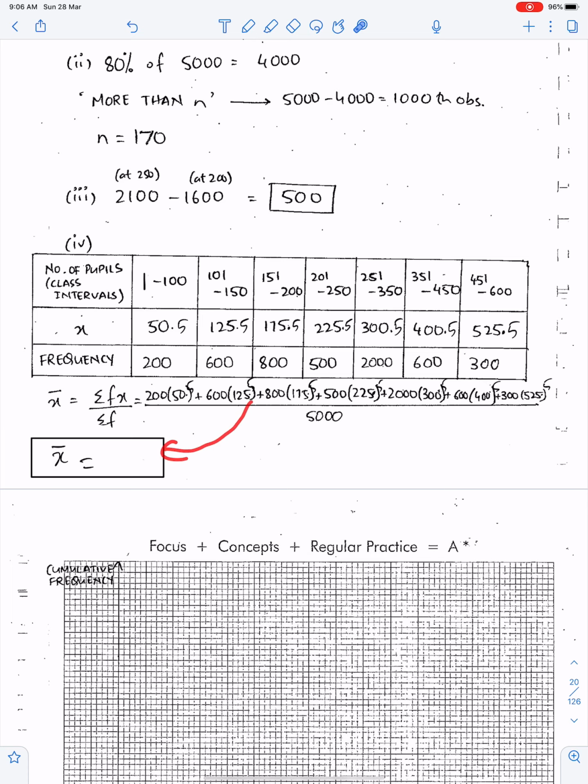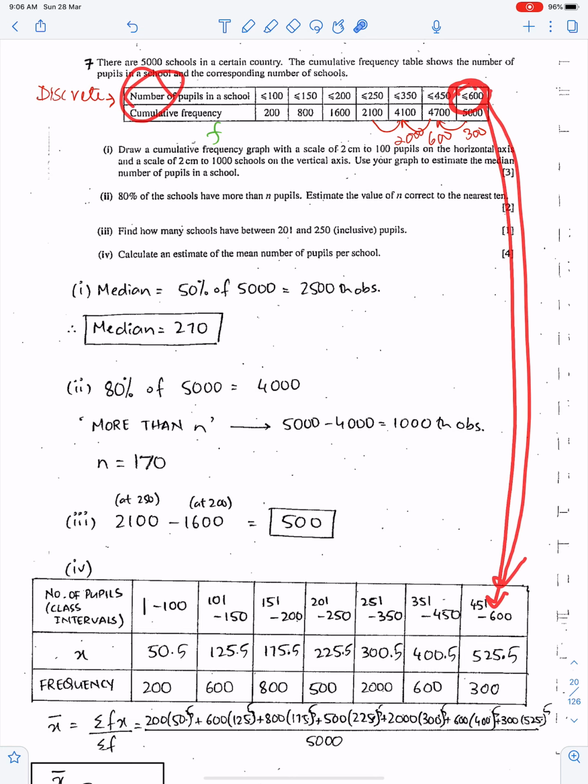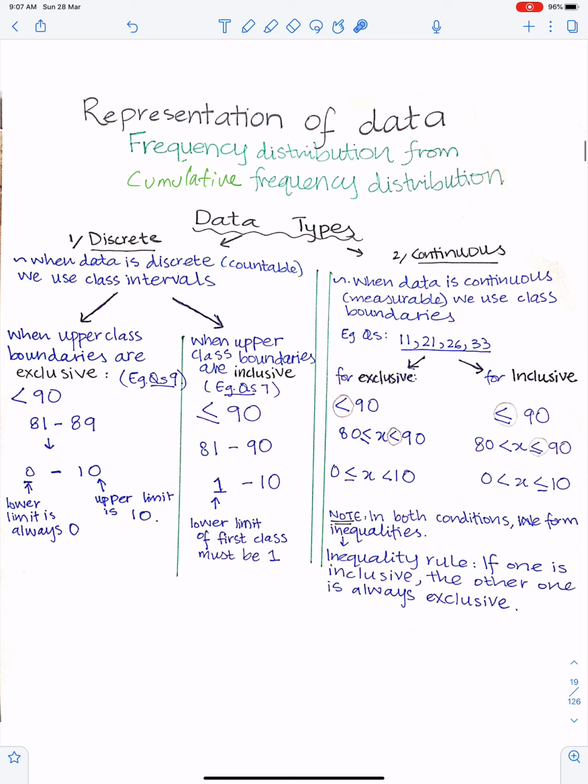You can evaluate yourself. So we have done question 7, and we went for class intervals because data was discrete, and since this was inclusive, we wrote the same number here and we had 1 here. We have done this concept. Now we'll do this concept, exclusive. So first number will be 89, and this first number must be 0.